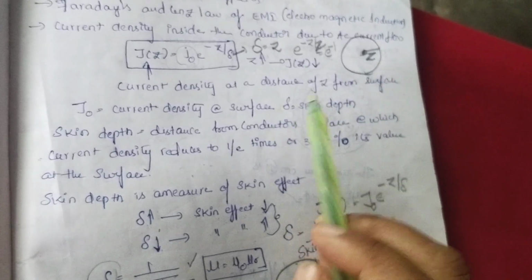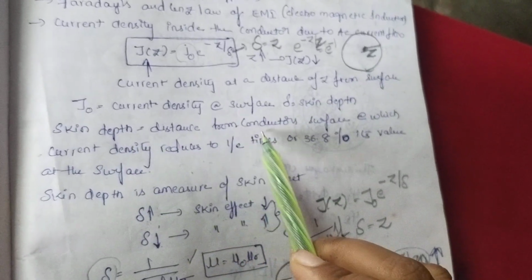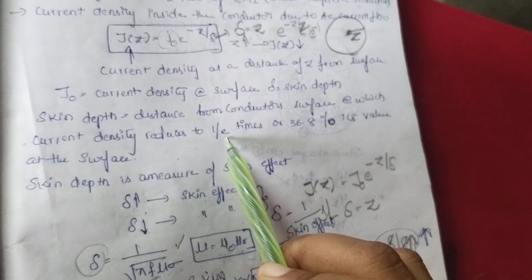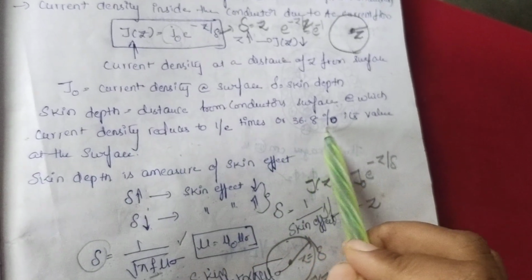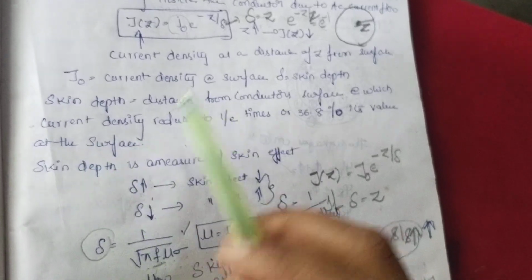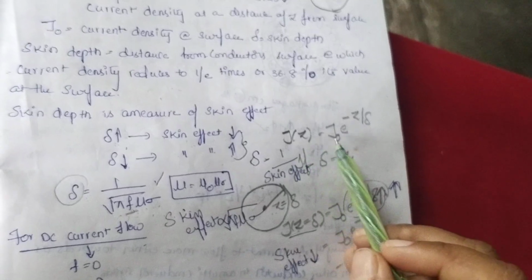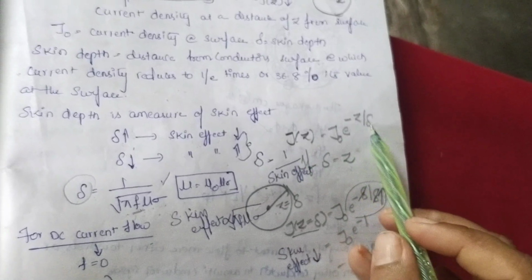What is skin depth? Skin depth means the distance from the conductor surface at which the current density reduces to 1 by e times, or 36.8%, of its value at the surface. I will tell you how. So the formula is J of Z equal to J naught into e power minus Z by delta.